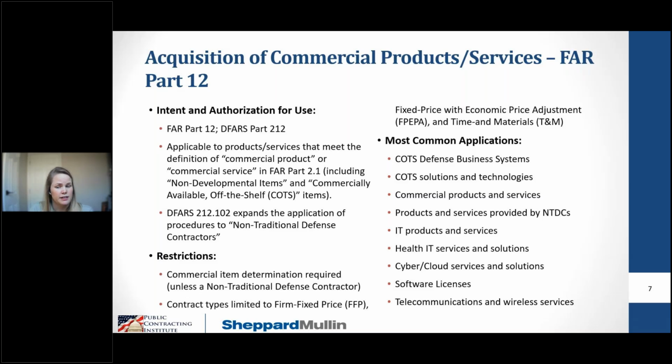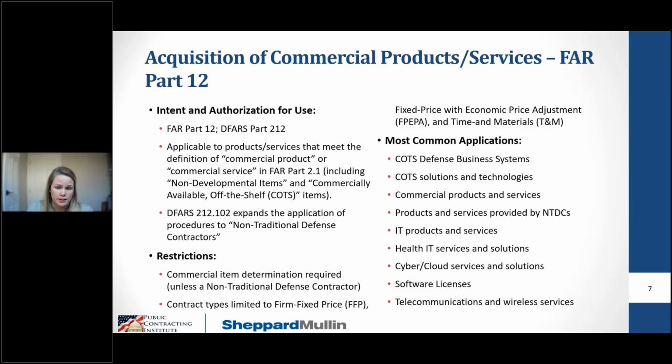Non-developmental item, on the other hand, is one used and developed exclusively for governmental purposes. And under DoD acquisitions, these streamlined procedures can also be extended to non-traditional defense contractors, which essentially are defense contractors who have not had cost accounting standard, or CAS, covered contracts over the past 2 years.